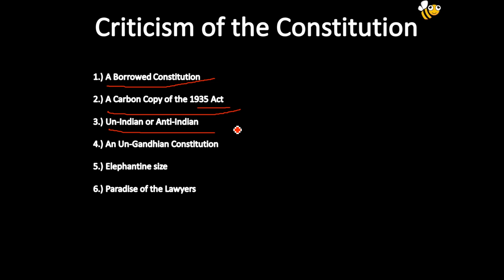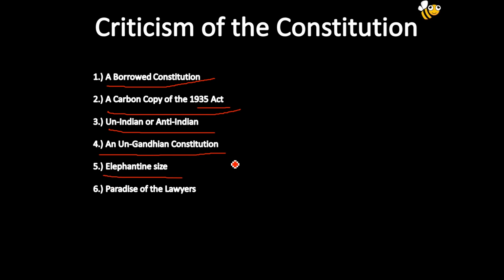So this criticism is also not valid. The next point is that it is an un-Gandhian constitution, meaning it is not according to the philosophy and ideals of Mahatma Gandhi, the father of the Indian nation. But as we see in the DPSP, there are many provisions. We will see in later lectures that it contains many provisions and things which reflect the ideas and philosophy of Mahatma Gandhi.